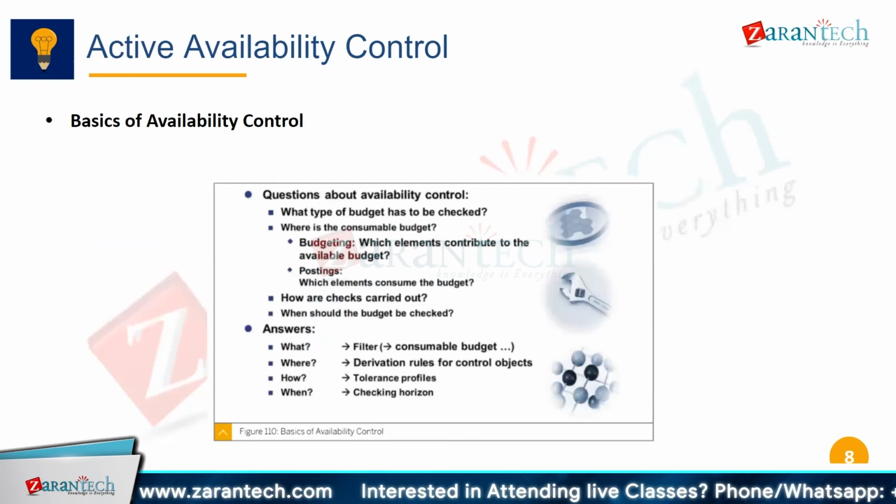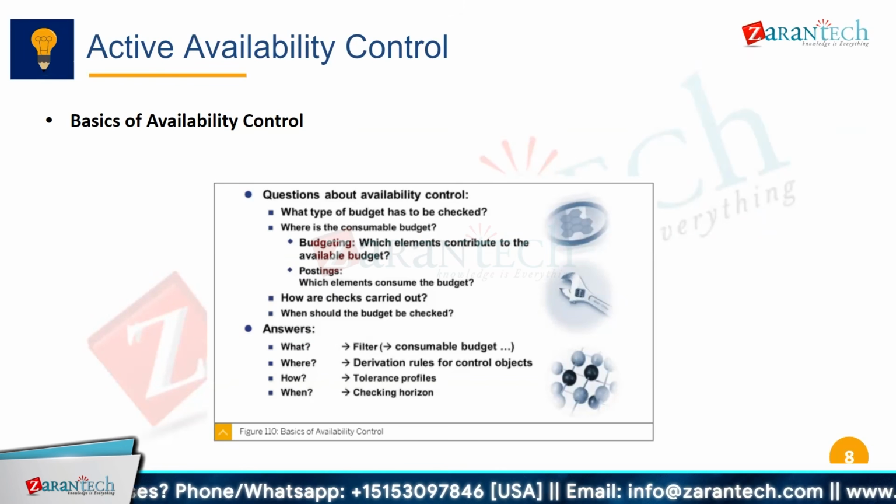So the basics of availability control: what type of budget has to be checked, where is the consumable budget, which elements contribute to the available budget, which postings and elements consume the budget, how checks are carried out, and when the budget should be checked. These are the answers.